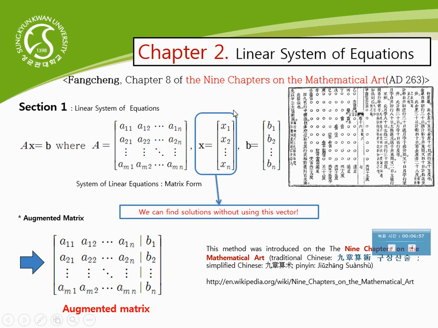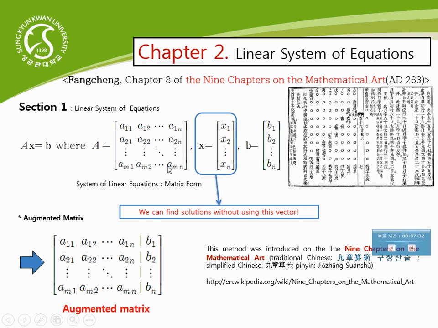Okay? And solving linear systems of equations has been studied for more than 2,000 years. We can find the record in the Jiuzhang Suanshu, Nine Chapters on the Mathematical Art, which was published in AD 263. So it's much more than 2,200 years ago. So this method was known long before Gauss defined it as his own method.